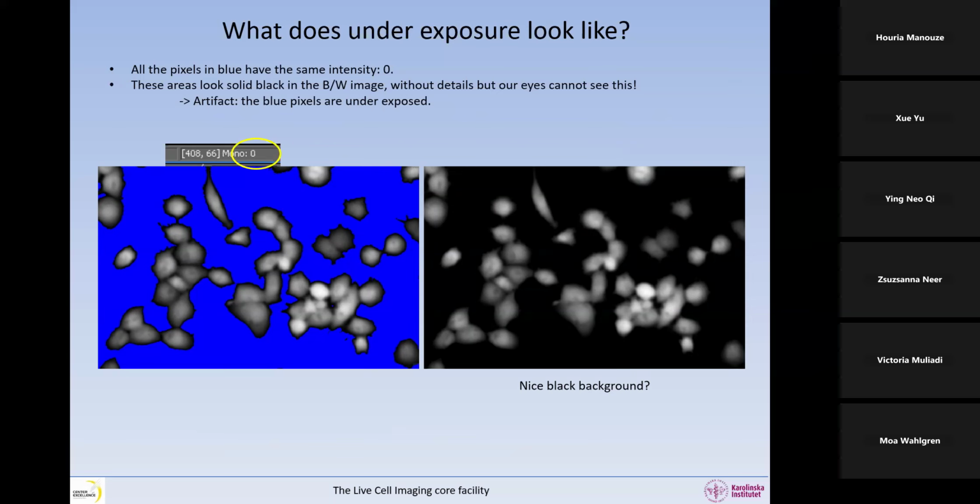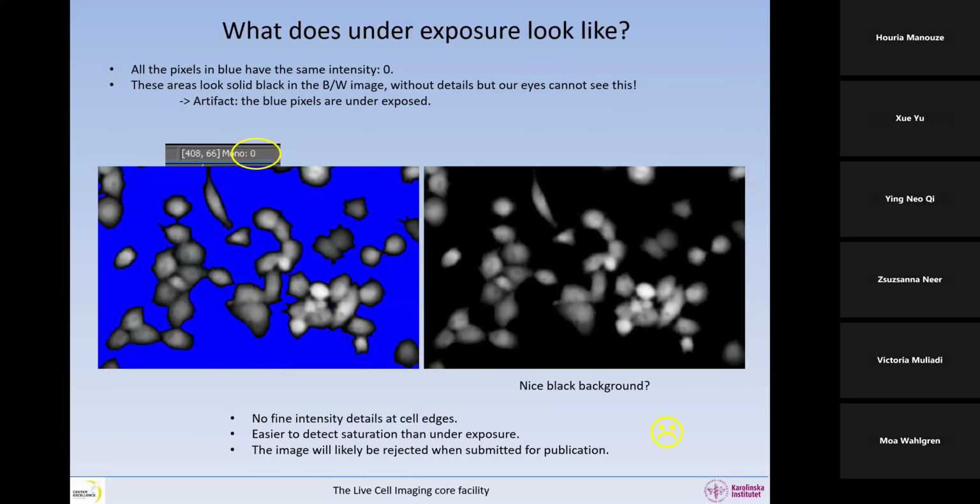So yes, it gives a very nice black background, but there are no intensity details at all at the edges of the cells. They were eaten up, let's say. They were not recorded. So it's much easier to detect saturation than underexposure. So please have this sort of color mask on. Unfortunately, this image is very, very likely to be rejected when you submit it for publication.